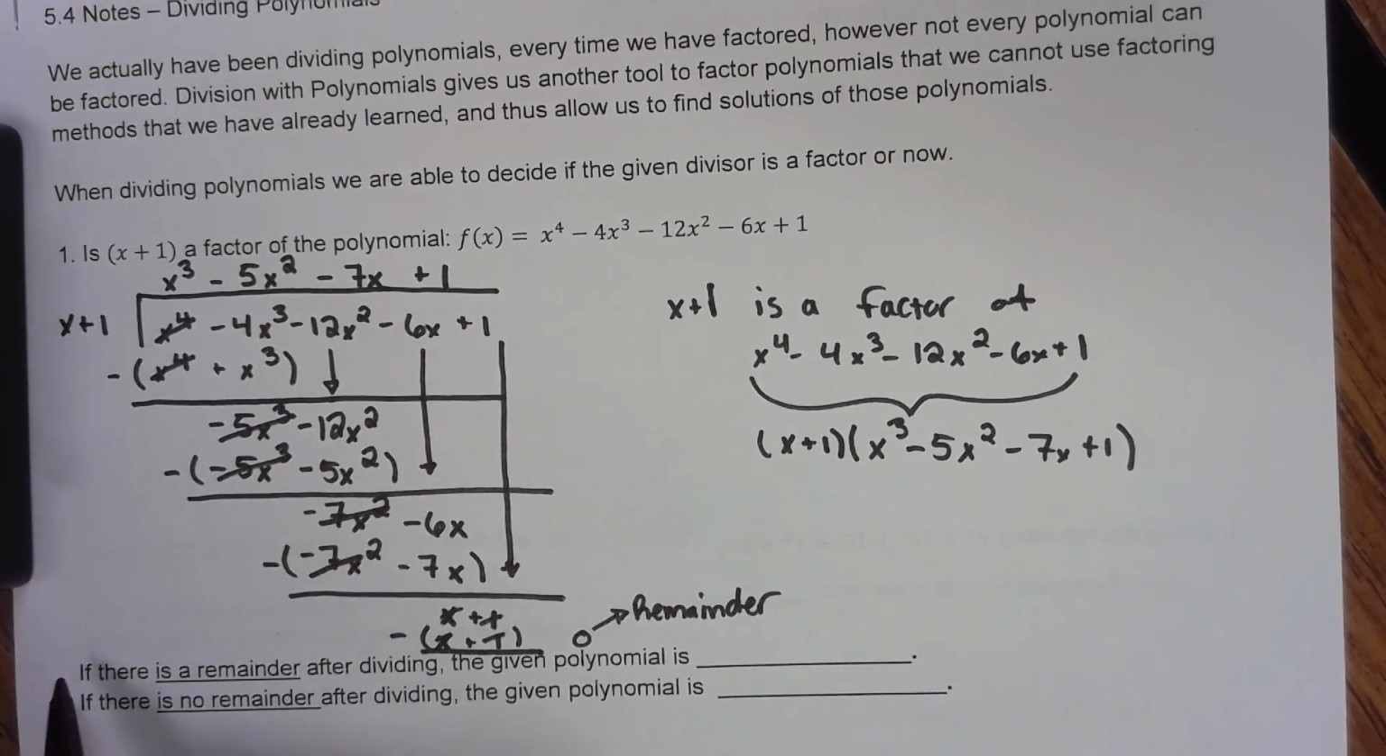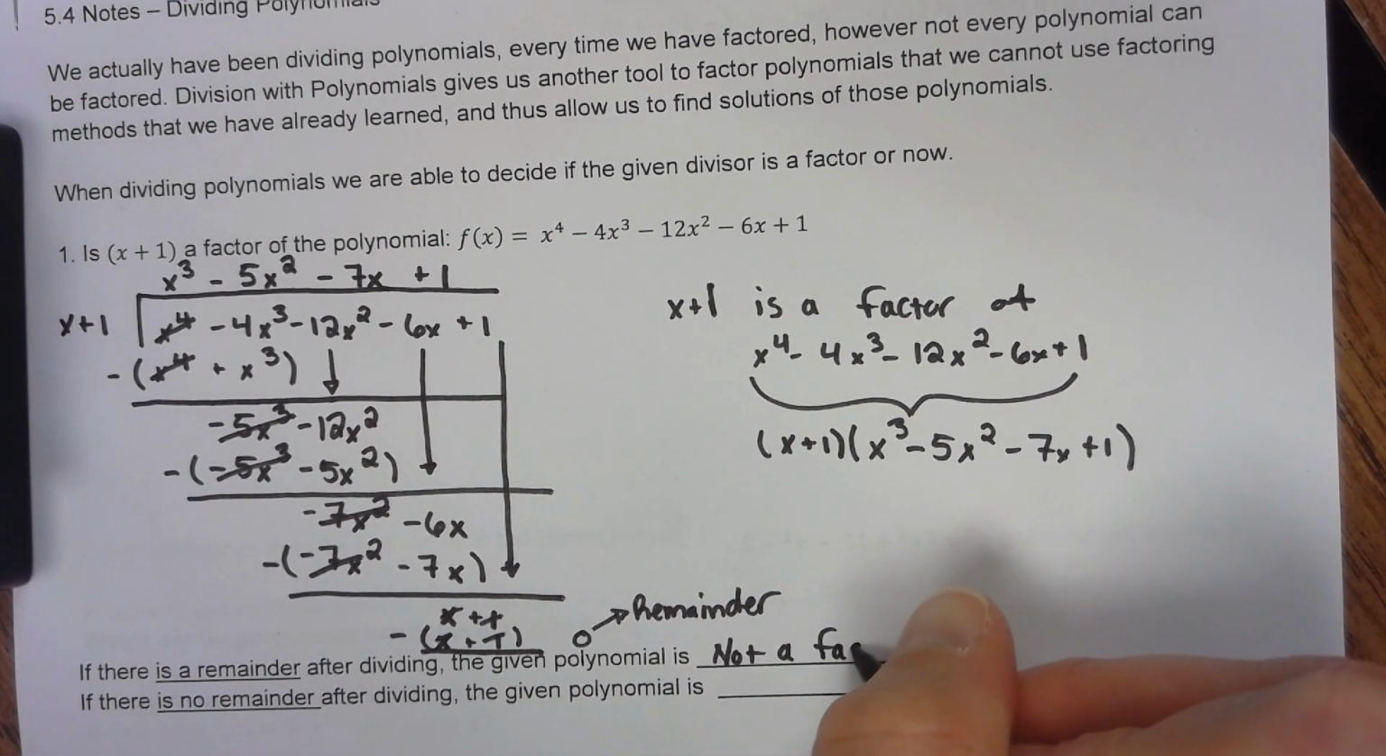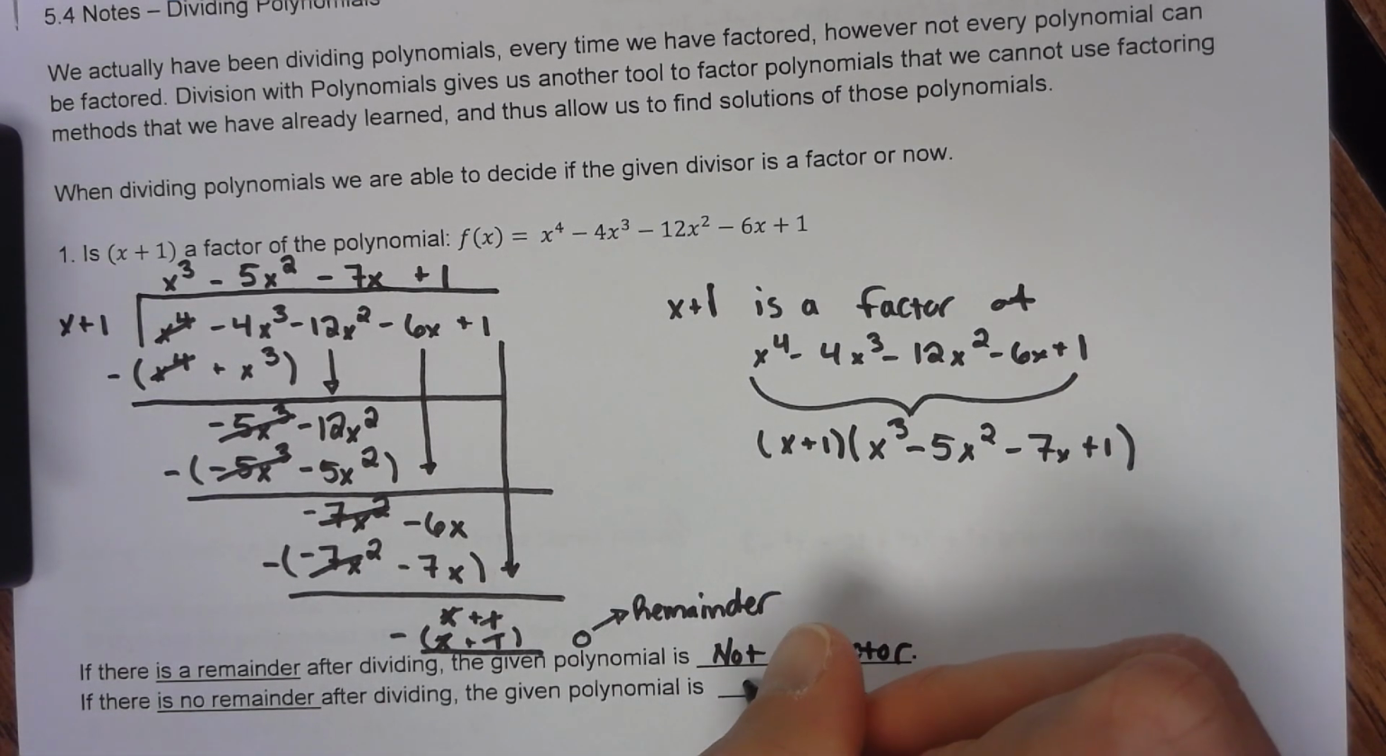Okay, so as a reminder, if there is a remainder after dividing, the given polynomial is not a factor. And it really accomplishes nothing. Okay, if we get a remainder other than 0, we don't really do much with it. There is a way that we'll state it, but it doesn't help us in terms of what we use this for. But if there's no remainder after dividing, then the given polynomial is a factor.